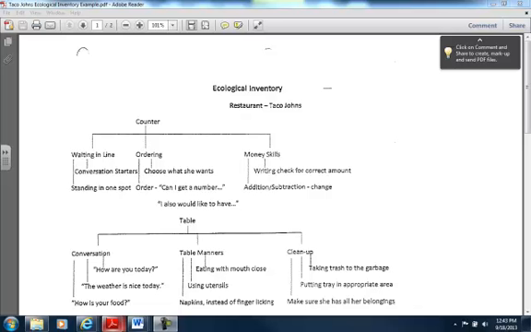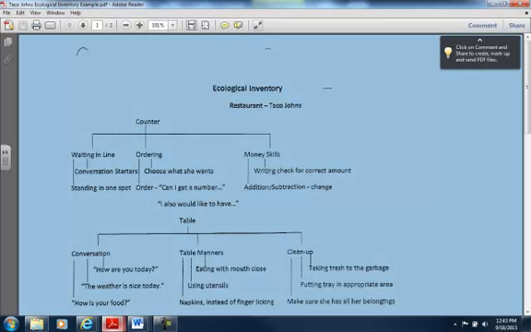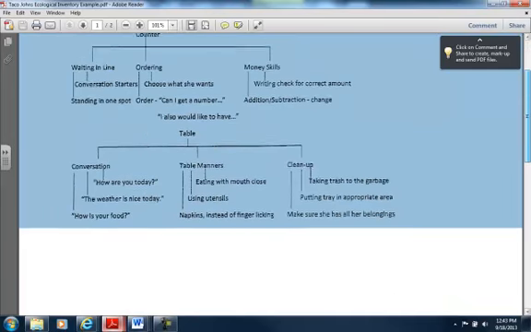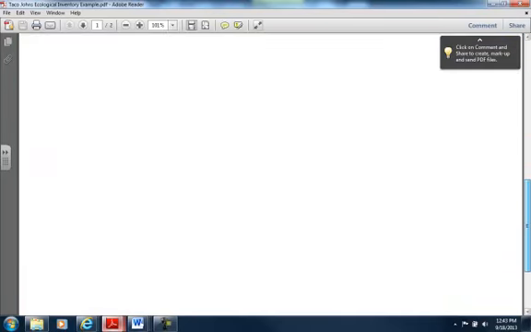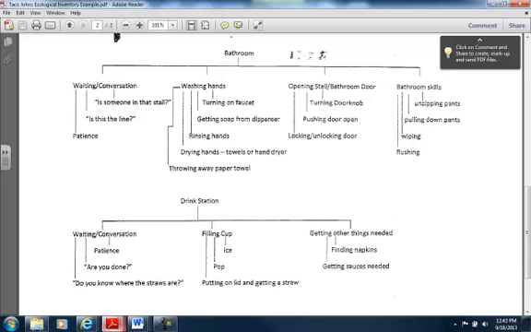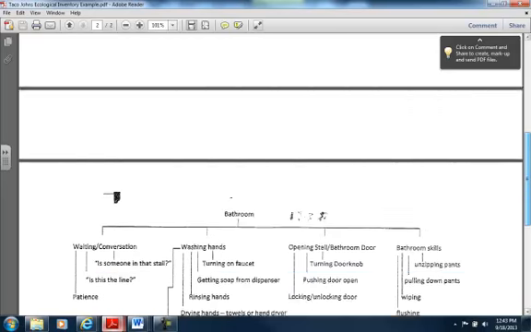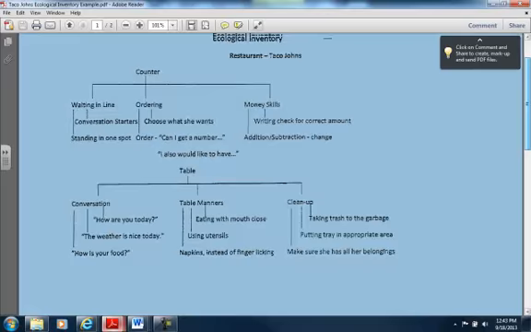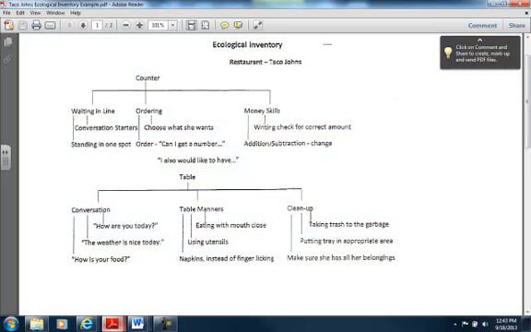So our main environment here is Taco John's, which is the restaurant. And the 3 sub-environments that these students chose were the counter, the table, and also the bathroom and the drink station. So they actually have 4 different sub-environments within the Taco John's restaurant in this ecological inventory.